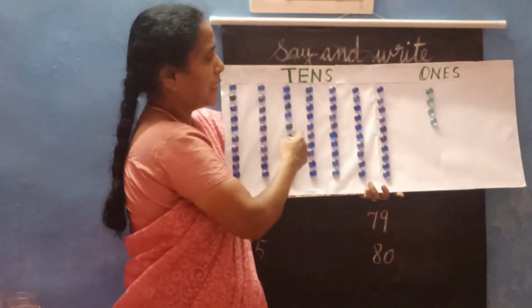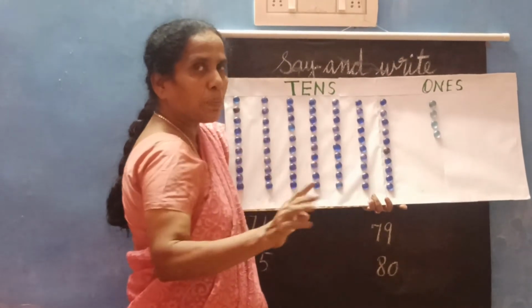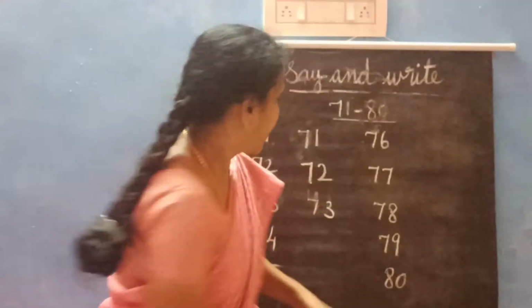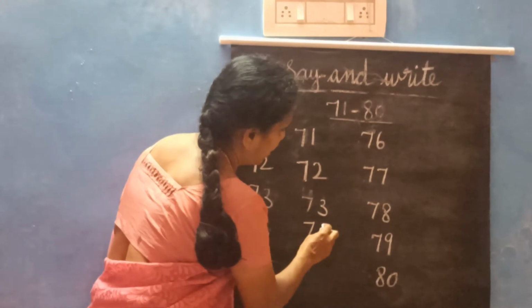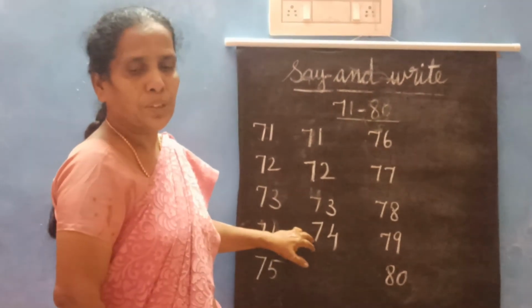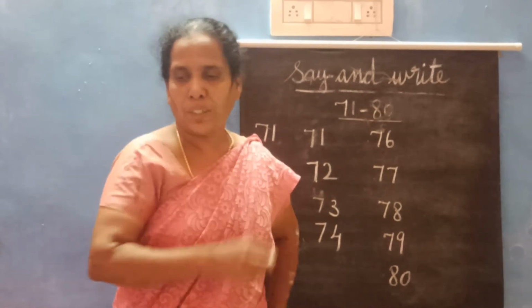In the tens place, 7 tens are there. In the ones place, 4 ones are there. Altogether 74. 7 tens, 4 ones, 74. Now we got the number 74. Next we will see number 75.